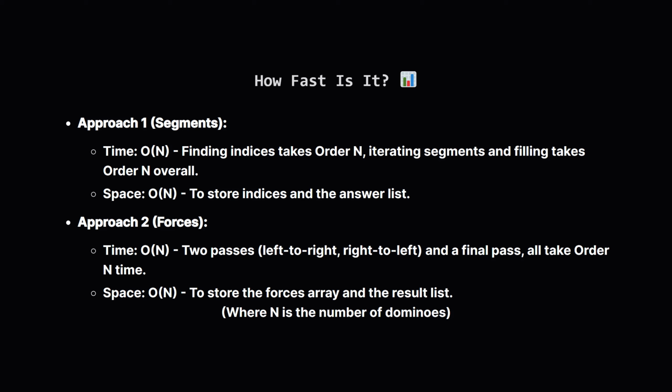Pretty neat, right? So how efficient are these methods? Both the segment analysis, approach 1, and the force calculation, approach 2, are pretty good. For time complexity, both run in big O of n, or order n time, where n is the number of dominoes. This is because we basically make a few passes through the domino line, but the work we do is proportional to the length of the line. We don't have any nested loops that depend on n squared, or anything slow like that.